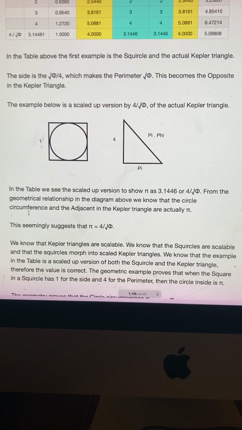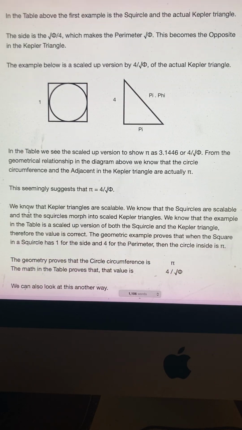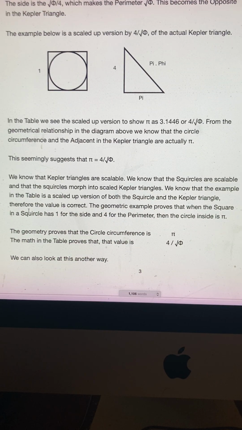In the table, we see the scaled version to show pi as 3.1446 or 4 over the square root of phi. From the geometrical relationship in the diagram above, we know that the circle circumference and the adjacent in the Kepler triangle are actually pi. This seemingly suggests that pi equals 4 over the square root of phi.